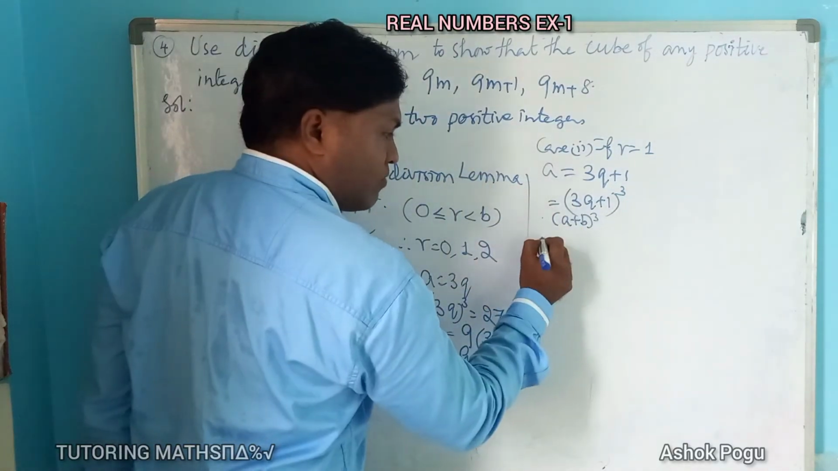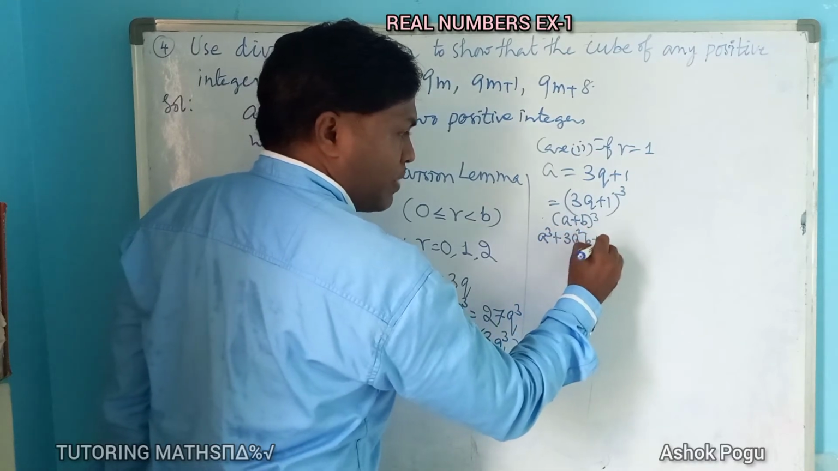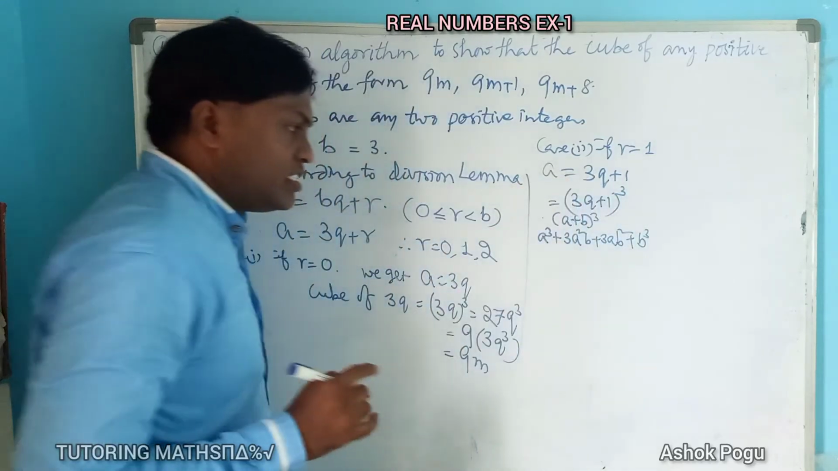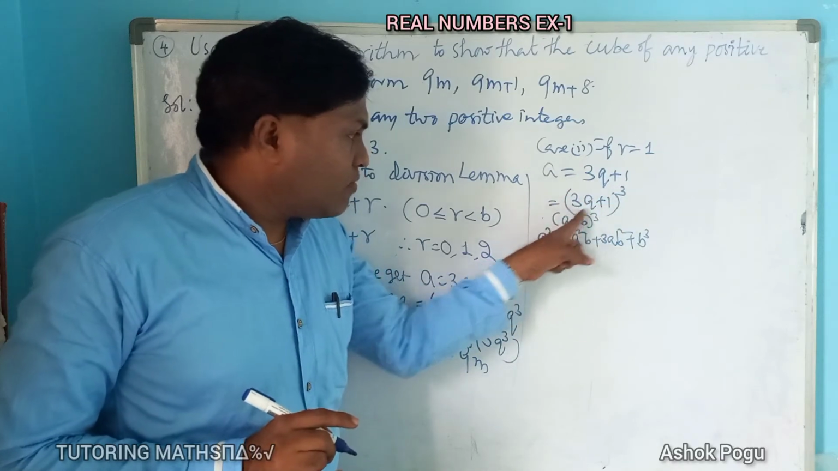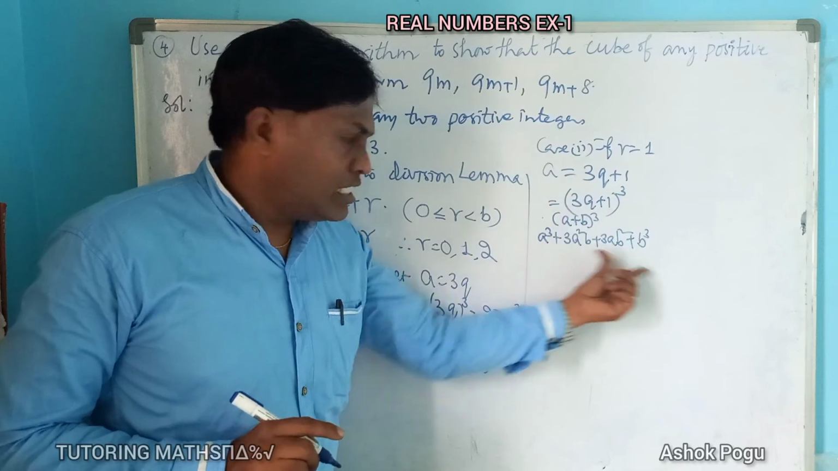Be alert. Write the formula first: a cube plus 3a square b plus 3ab square plus b cube. This is the formula of a plus b whole cube. Now put the values of a and b. The first one is a and the second value is b. Just put the values in this formula.